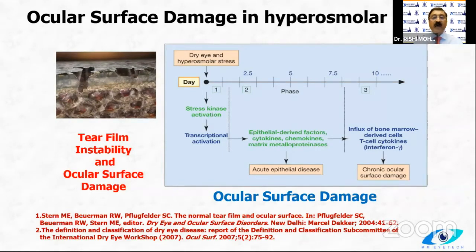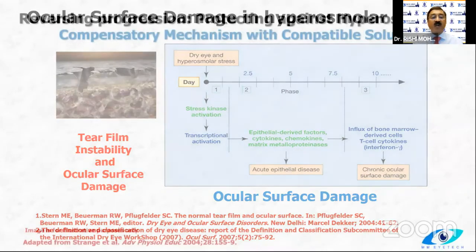And on day one, there can be dry eye and hyperosmolar stress with stress kinase activation and transcriptional activation leading to acute epithelial disease. And by the end of the week, we enter into phase 3, wherein we now get a chronic ocular surface damage because of the influx of the cell-mediated inflammation or the T cell cytokine release. So these are the timelines on it.